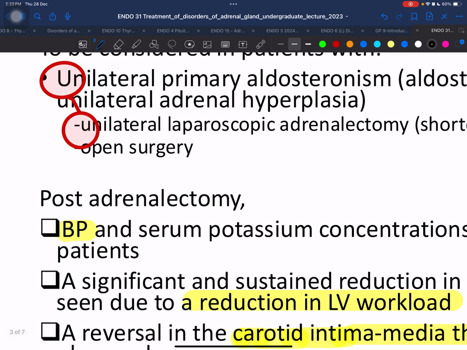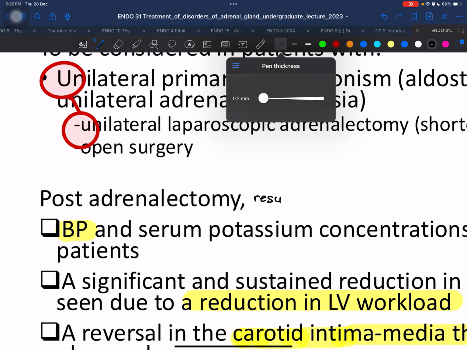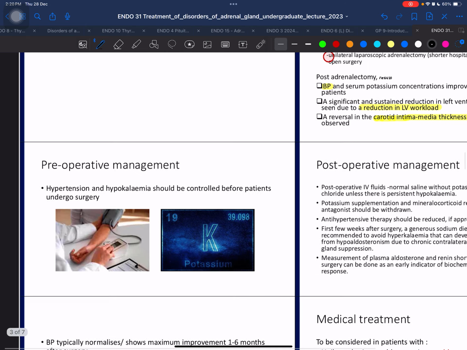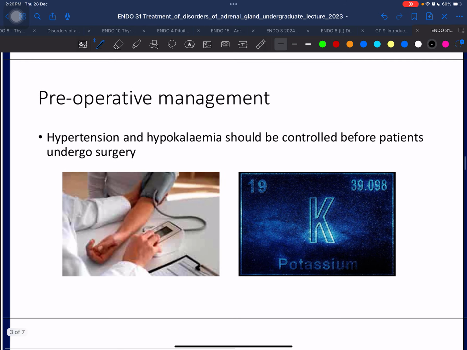Pre-operative management. Hypertension and hypokalemia should be controlled before patients undergo surgery. You know that patients with Conn syndrome have hypertension because of hyperaldosteronism. They also have hypokalemia. You obviously can't send the patient to the operation theatre when both of these are not controlled, so you need to manage them first.